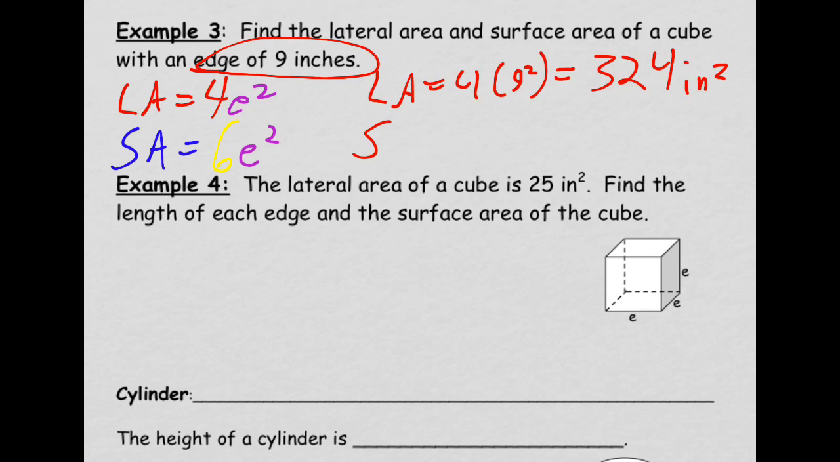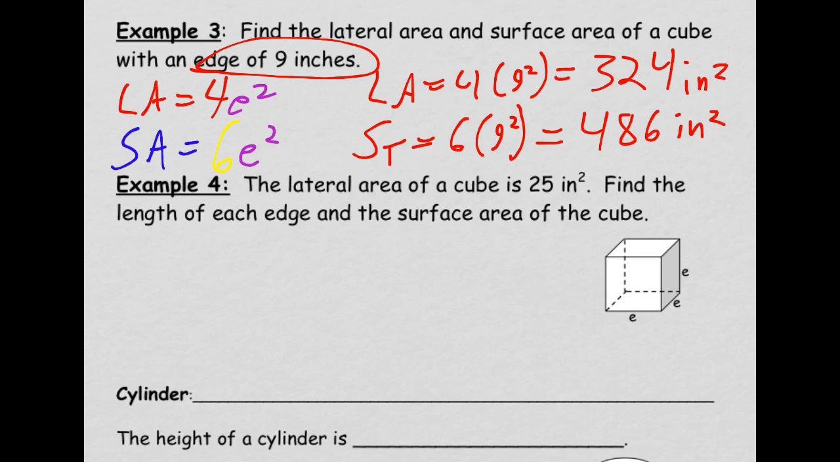I'm sorry, ST, and that lateral area, that's SL, sorry about that, I used the wrong nomenclature. Anyways, 6 times 9 squared, I enter that into my calculator and I get 486 inches squared. You can go the other way too.